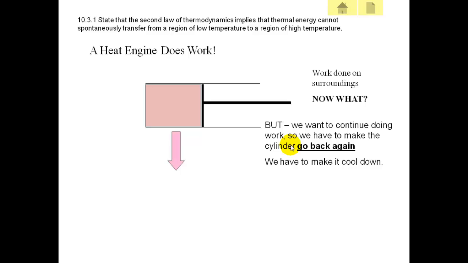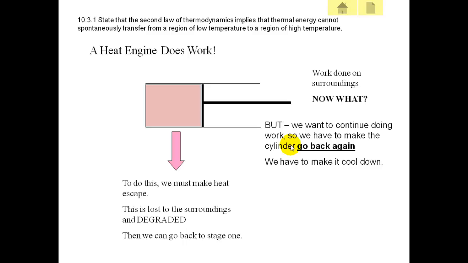So some of the energy needs to be taken out and it will go back to its original position again. But in order to do this, we must throw out this thermal energy. We must make it escape. And when this happens, this energy gets degraded. It can't be used again. It gets lost to the surroundings. And then we can go back to stage one. And then we can keep on doing work. But it does cost us some thermal energy that has to be thrown away to a place where we can't use it afterwards.